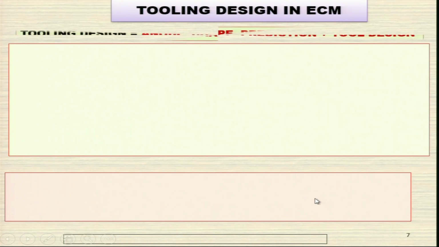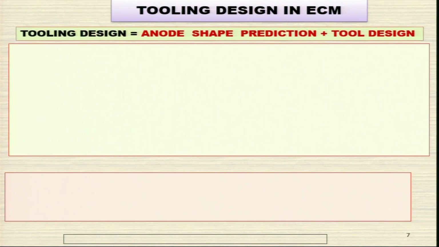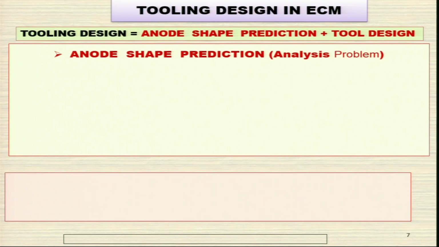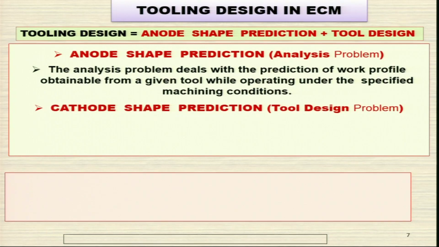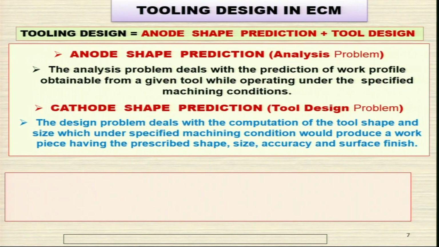Tooling design in ECM. Tooling design problems include anode shape problems as well as tool design problems. The anode shape prediction analysis problem can be solved. The analysis problem deals with the prediction of the workpiece profile obtainable from a given tool while operating under the specified machining conditions. Cathode shape prediction is a tool design problem. The design problem deals with the computation of the tool shape and size, which under specified machining conditions would produce a workpiece having the prescribed shape and size, accuracy and surface finish.